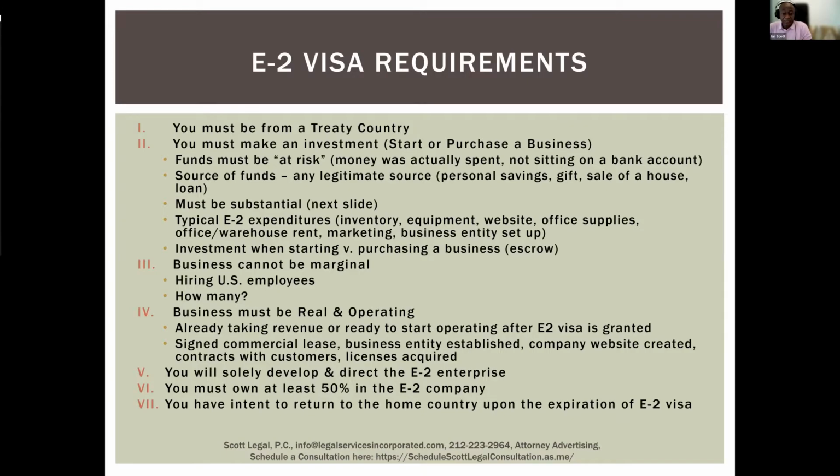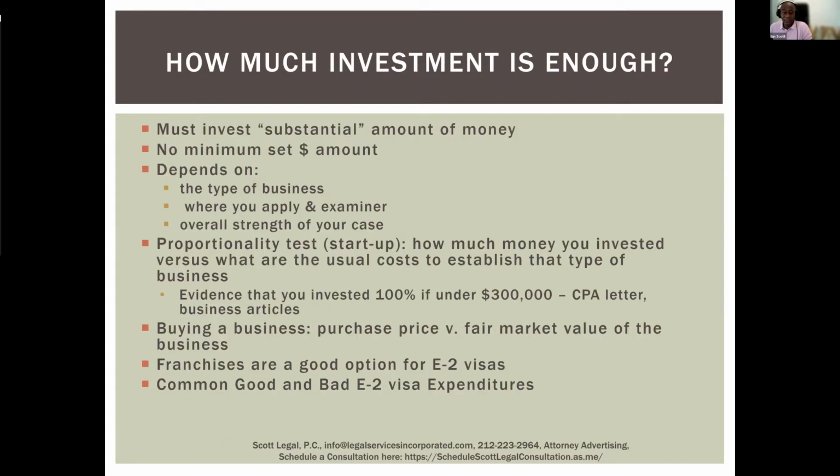And you have to be coming to the US to develop and direct the operation. So this particular visa is not good for people who are interested in a passive investment. And the other requirement, and this is a requirement that has to be in place the entire time that you have your E2 visa, is if you're getting the E2 visa under the investor category, you have to own at least 50% of the company. It doesn't have to be 51, but it just has to be at least 50. And then the intent to return home if your E2 visa expires, and that's a simple attestation that proves that.